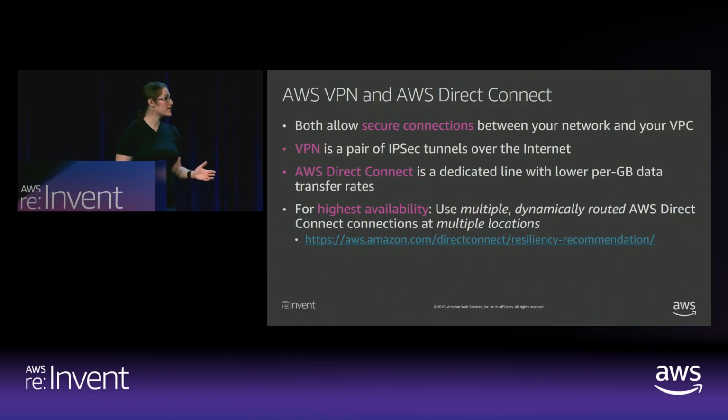So in summary, the basic concepts of VPN and Direct Connect are the same. You're connecting your on-premise network to your VPC, but they're different methods, and the one you choose is going to depend on your use case, your needs, and it very often comes down to your data transfer requirements.